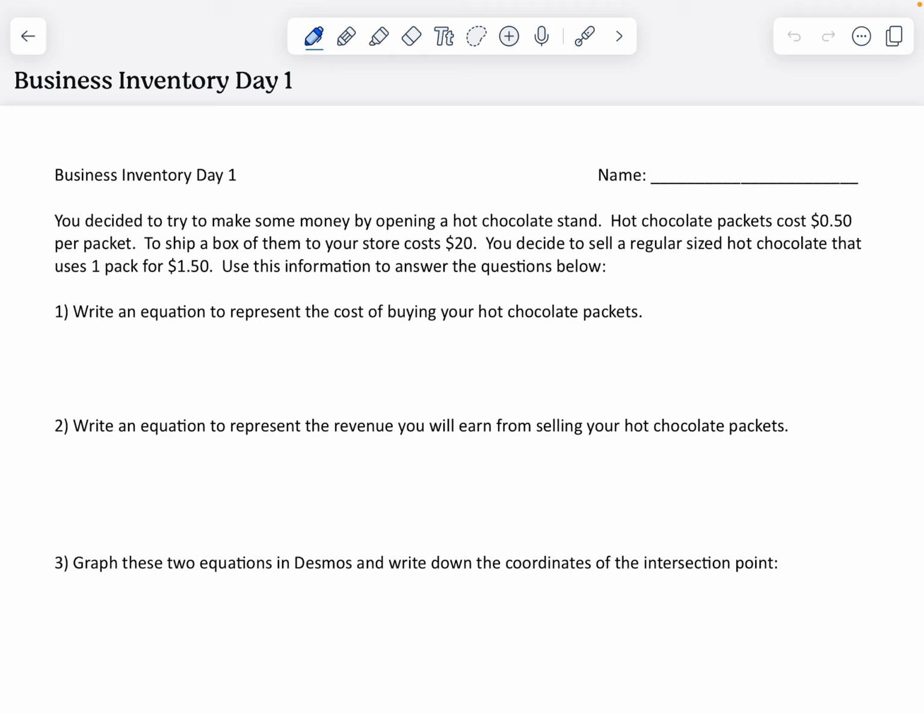So, first situation that we're going to look at: you decided to try to make some money by opening a hot chocolate stand. Hot chocolate packets cost 50 cents per packet. To ship a box of them to a store costs $20. You decide to sell a regular sized hot chocolate that uses one pack for $1.50. Use this information below to answer your questions.